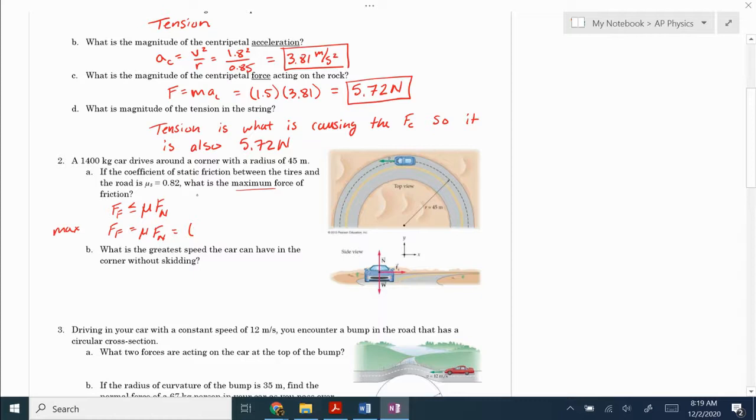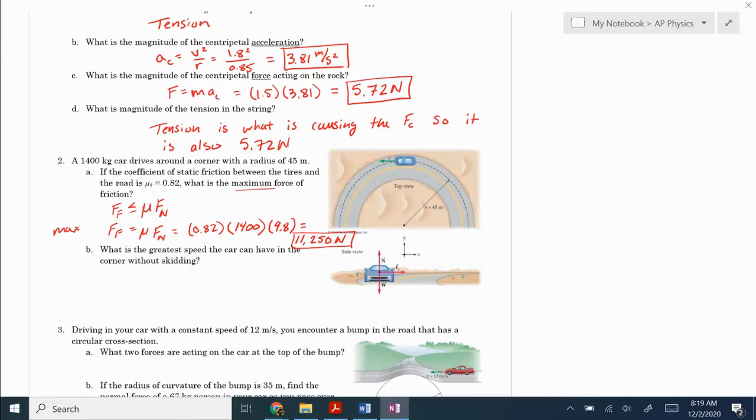So it would just be 0.82 times the weight of the car, which would just be 1,400 times 9.8 or 10, and that's going to be about 11,000. So that's your 11,250 newtons.